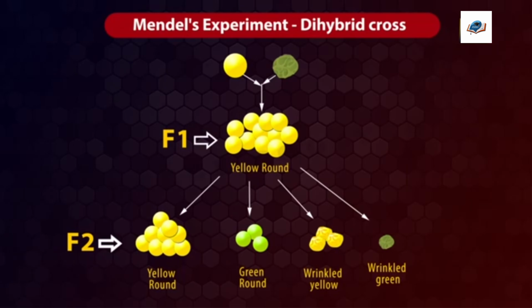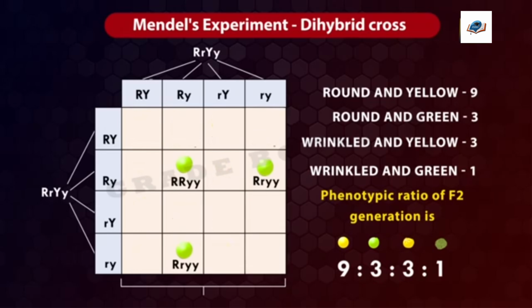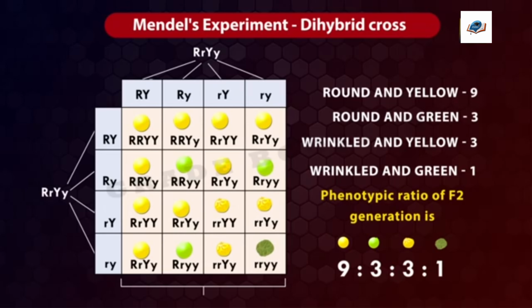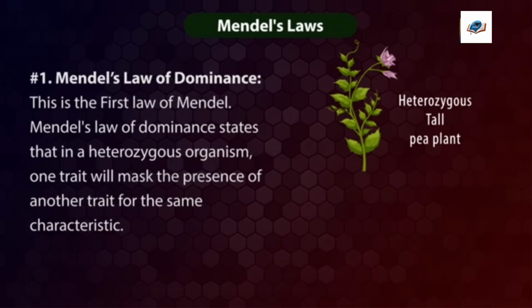Now, let us observe the F2 generation. When the F1 plants are self-pollinated, the possible outcomes are like this. So here in the F2 generation, we got round and yellow 9, round and green 3, wrinkled and yellow 3, wrinkled and green 1. So the phenotypic ratio is 9:3:3:1.